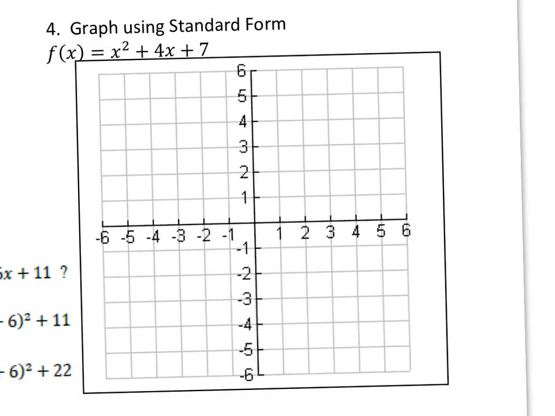Okay, graphing using standard form. Remember, when we use standard form, we use the formula x equals negative b over 2a. This might be another formula that you want to write down. So I have negative b over 2a, my a is here, my b is here, my c is here. Well, my a is going to be 1, but my b is 4.